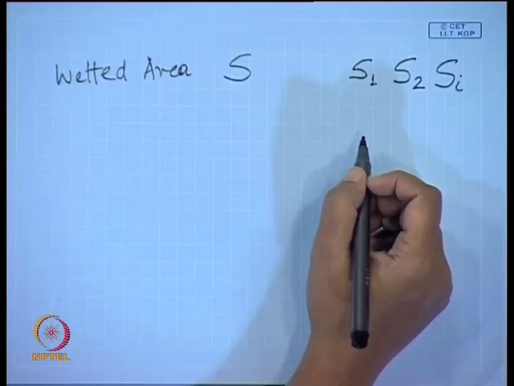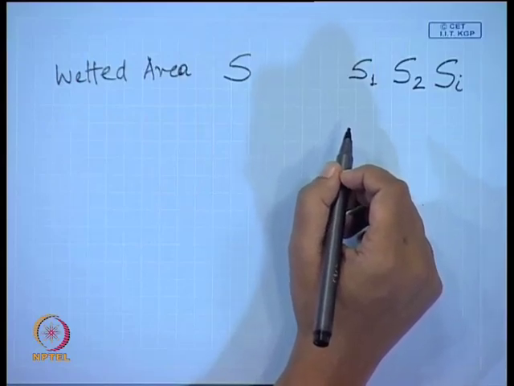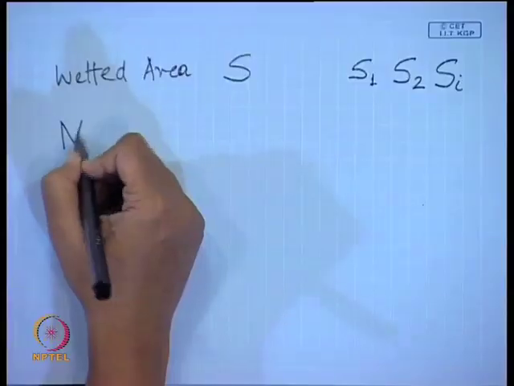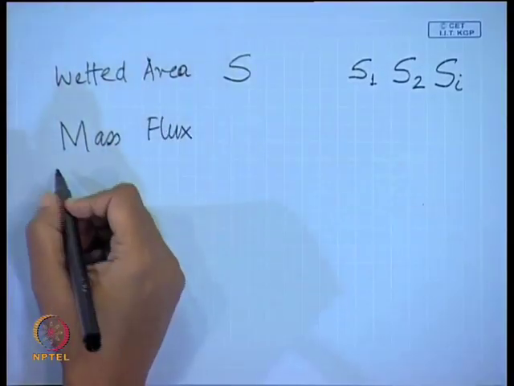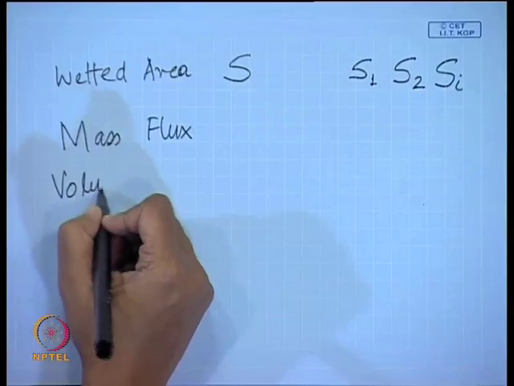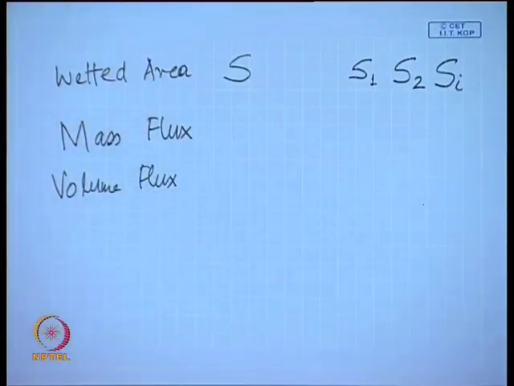Certain other things are also important which you did not use much for your single phase flows, but in this particular case we will be using them quite frequently. One of them is the mass flux, the other is going to be the volume flux. Can you tell me how do we define mass flux? How do we define any flux for that matter?